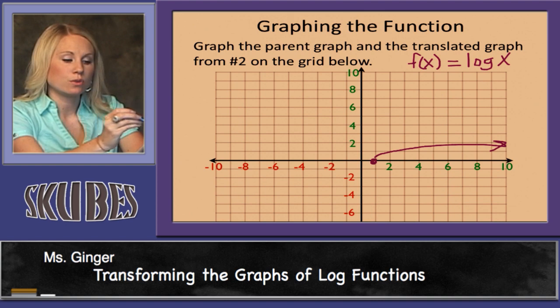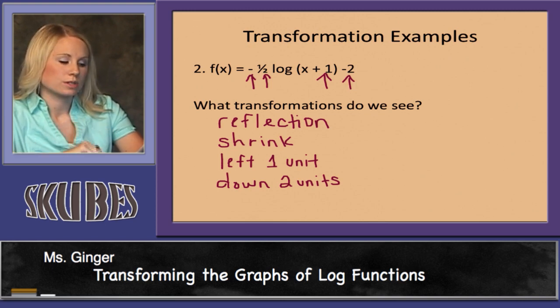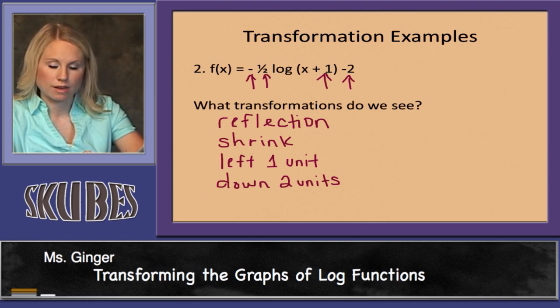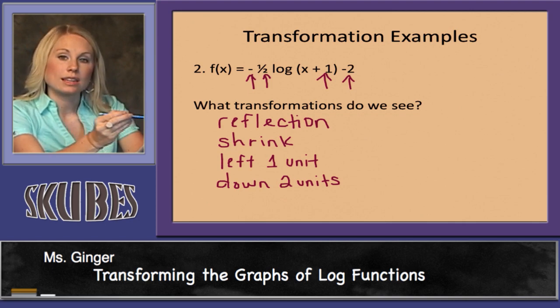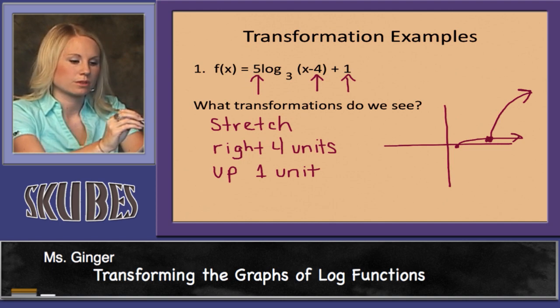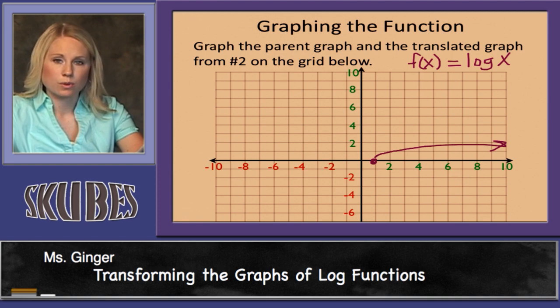Remember, our new function, we can type that in and graph that as well, or we can move it according to the transformations that we saw. Our new one should have been reflected, a little bit more flat, so it's shrinking towards the x-axis. Left 1 unit and down 2 units is the main thing. We want to move that value of 1, 0, left 1 and down 2. Okay, so let's go to our grid. All right, so we're going to move this point left 1 and down 2, which will put us at 0, negative 2.